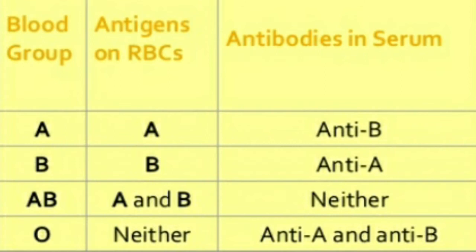Clear children? Once again, if your blood group is A, the antigen on the surface of the RBCs will be A and the antibodies in the serum will be B. And if your blood group is B, antigens will be B and the antibodies will be A. And if your blood group is AB, antigens A and B are present but no antibodies. If your blood group is O, both the antigens are absent but you have A and B antibodies.